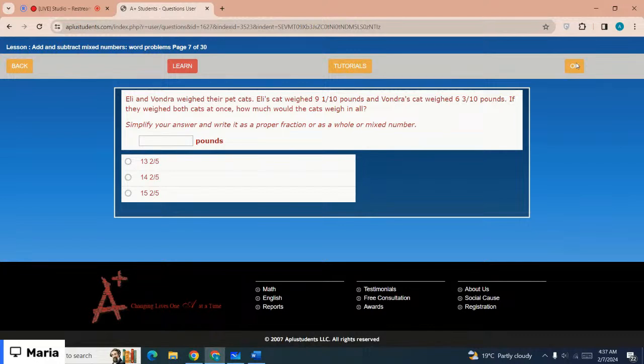You need to add them, right? So 9 plus 6 is 15. And yes, that is 15 whole 2 over 5. The correct option is... yes, that is 15 whole 2 over 5. The last option is the correct one.